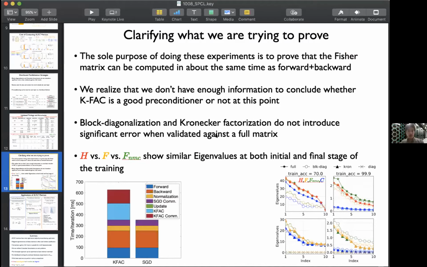And also, okay, so again, clarifying what we are trying to prove here. The sole purpose of doing these experiments is to prove that we can compute these second order information fast and accurately, right? Where we have something that's matching in terms of the top eigenvalues, while we can compute this thing fairly cheap. And so we are providing a reference of comparison for people who are doing various approximations of these matrices. If they want the exact version to compare with, we can provide that.